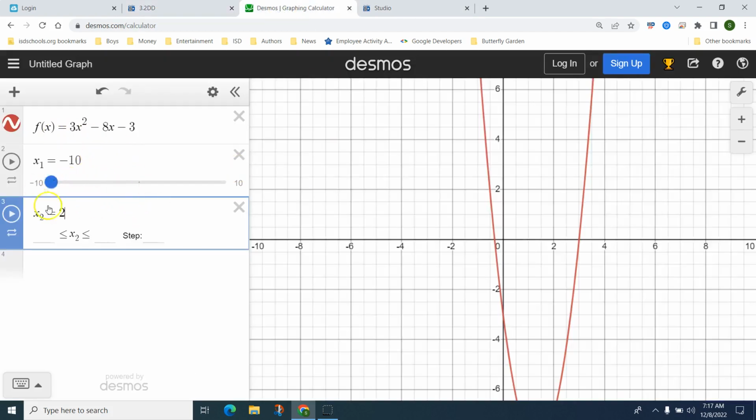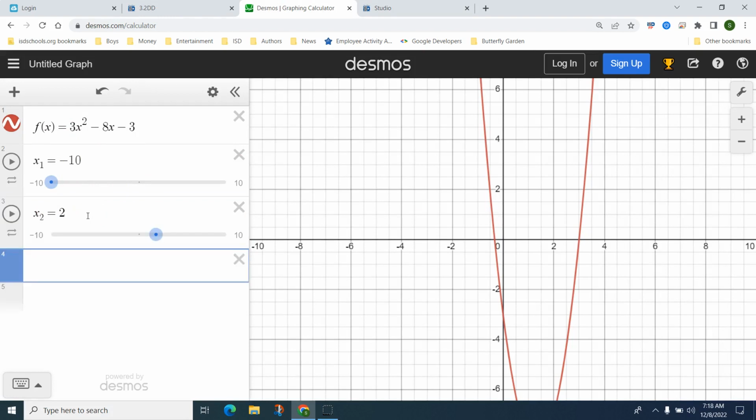I put it already right here. You don't need to put this in if you don't want to, the x1 and x2. I just did to show you. But here's my f of x right here. I typed f of x equals 3x squared minus 8x minus 3. So now I'm going to sit there and type in my x2 and x1.